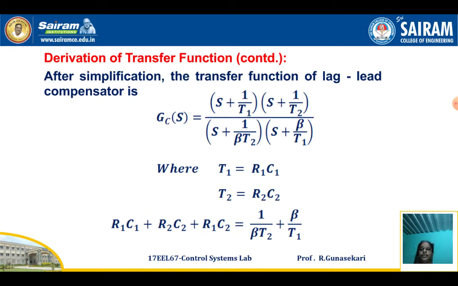After simplification, the transfer function of the lag lead compensator is Gc of S equals (S plus 1 by T1)(S plus 1 by T2) divided by (S plus 1 by beta T2)(S plus beta by T1), where T1 equals R1 C1, T2 equals R2 C2, and R1 C1 plus R2 C2 plus R1 C2 equals 1 by beta T2 plus beta T1.